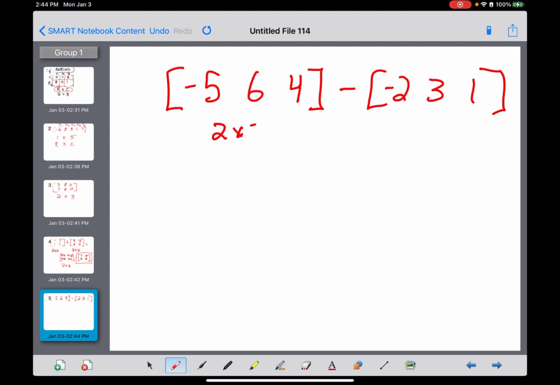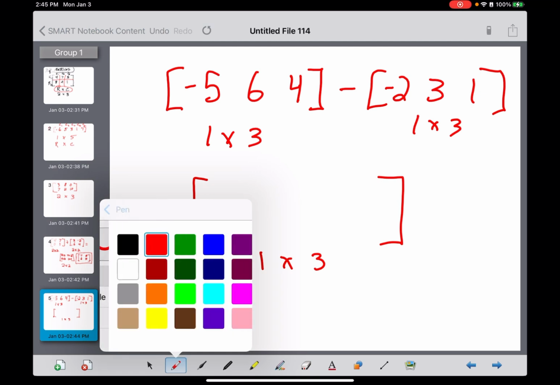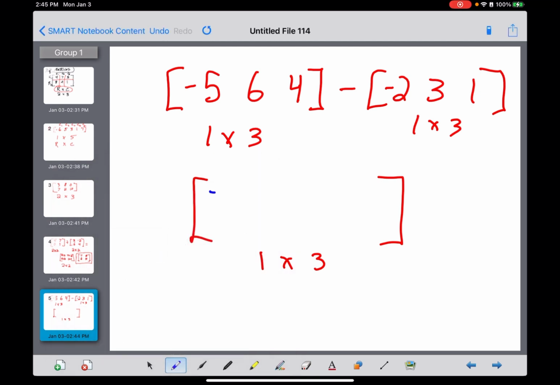I've got a 2 by 2. I've got a 1 by 2, 1 by 3. I've got 1 row, 3 columns. It's going to create a 1 row by 3 columns. Now, what you have to be careful of when you subtract is that you're subtracting them. So in this case, it's going to be -5 minus -2.